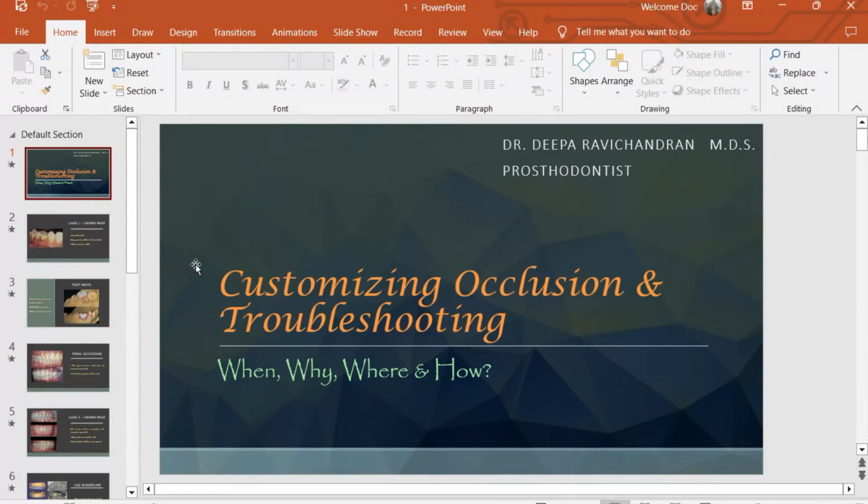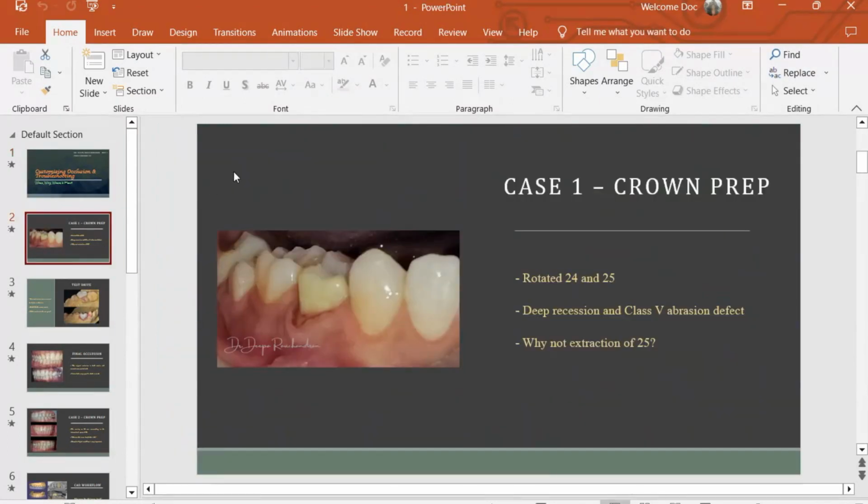So I have three cases in this webinar, and each of these cases are very, very different. So this is my first case, and you can see that this is a case of a rotated premolar, and it's not just one premolar that's rotated. It's rotated by 90 degrees. So we have both 2.4 and 2.5, which is posterior to 2.4. Both have been rotated 90 degrees.